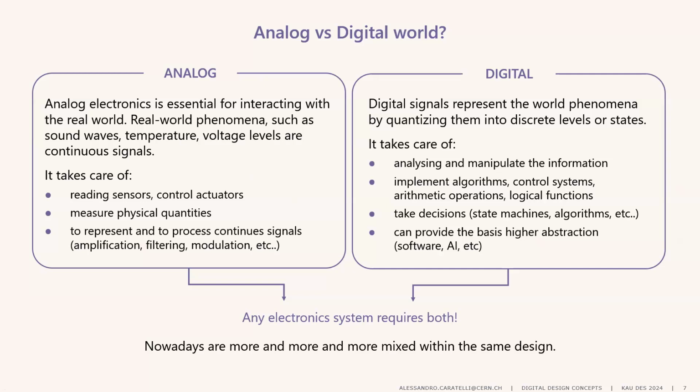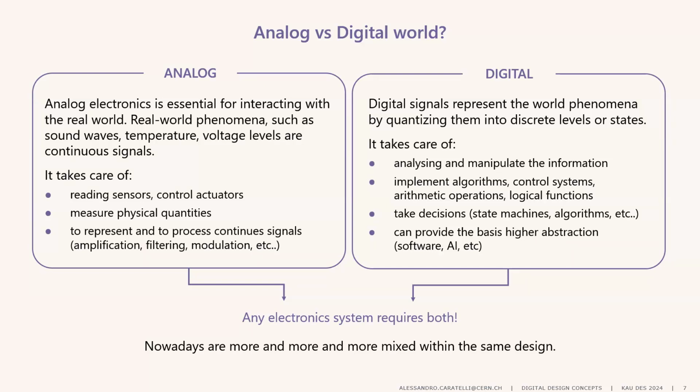Analog electronics is essentially interacting with the real world, because all the real world phenomena such as sound waves, temperature, and voltage levels are continuous signals. So analog electronics is the part of electronics that takes care of reading sensors, controlling actuators, measuring physical quantities, and representing and processing continuous signals, like amplification, filtering, modulation for communications, and so on.